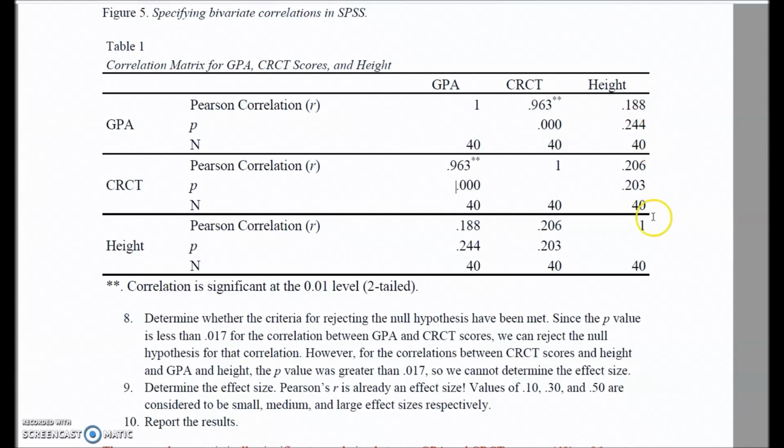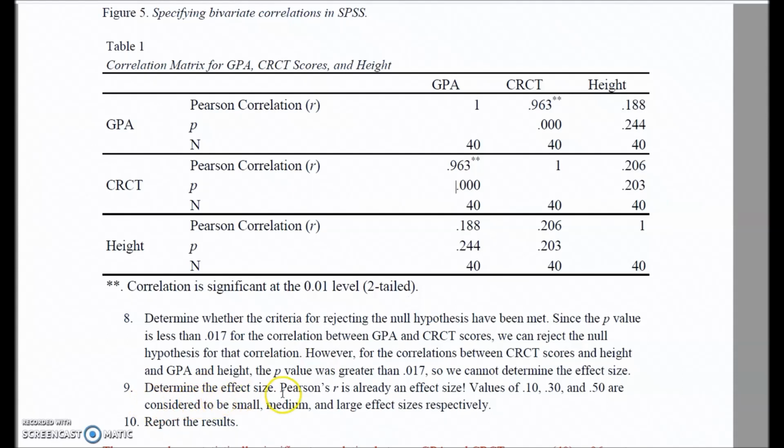It is not statistically significant because the p-value between height and GPA is 0.244, which is more than 0.01. And then between height and CRT scores, it is 0.203, which is again more than 0.01. So we cannot reject.